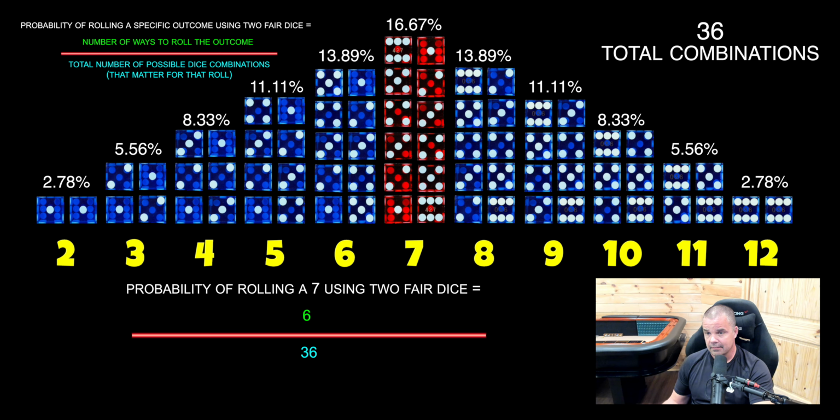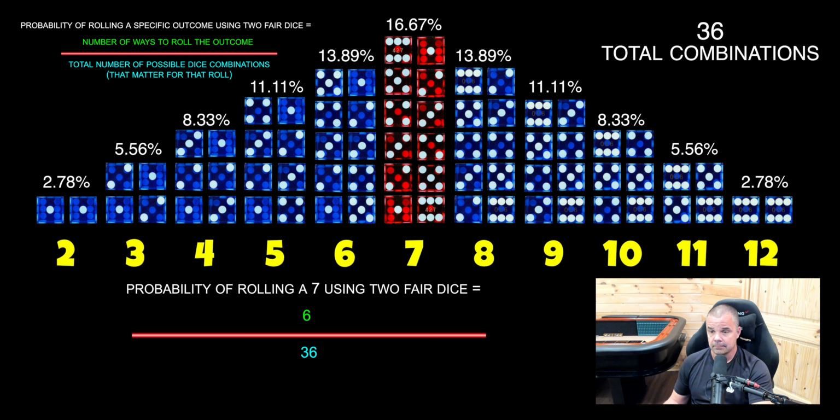You can't beat it. The house has it set to where no matter what bet you make, over time that 7 at 16.67% is going to beat you. You just can't do anything about it. You just try to hit it when you can, get your money, and you leave.